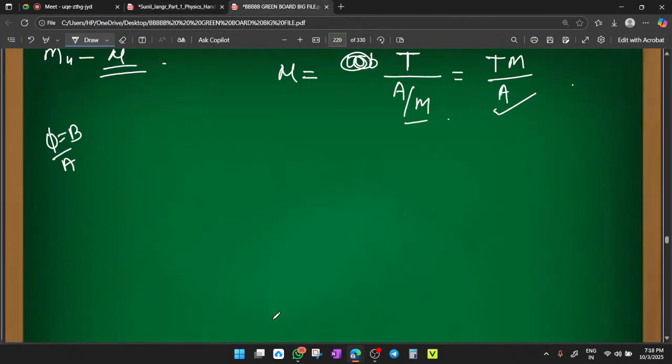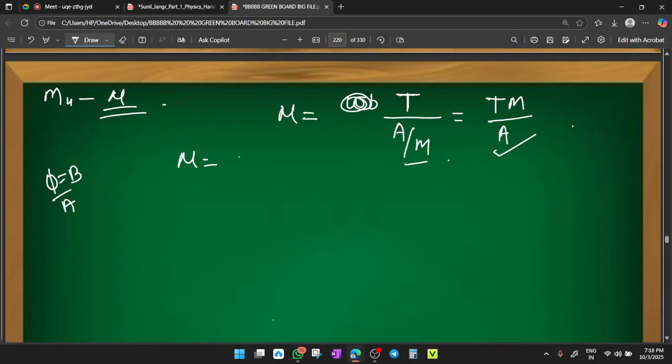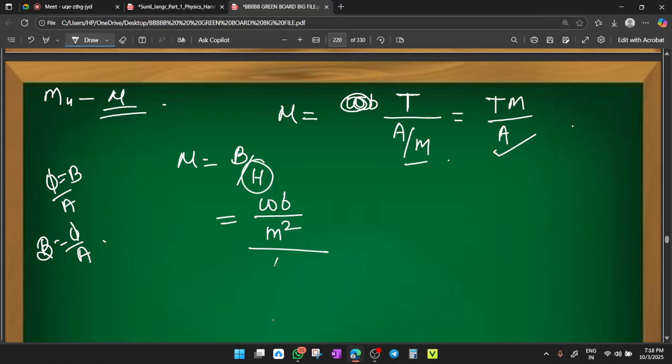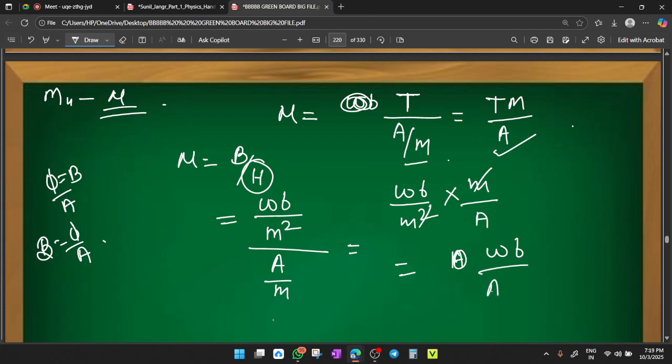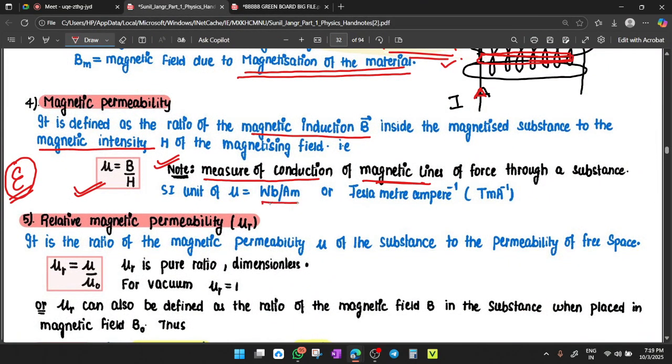So Weber per ampere meter. You also see mu equals B by H. B equals phi upon A means Weber per meter square divided by H. H equals ampere per meter, right? So Weber per meter square into meter upon ampere. Meter cancels. Answer: Weber per ampere meter. Clear? In this way, you can obtain the unit of mu. So both the units are clear.